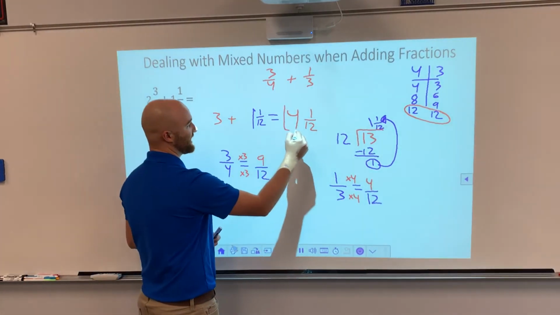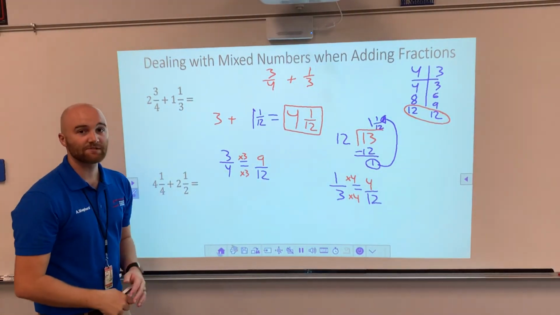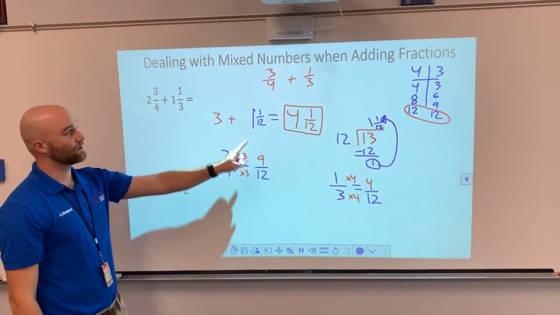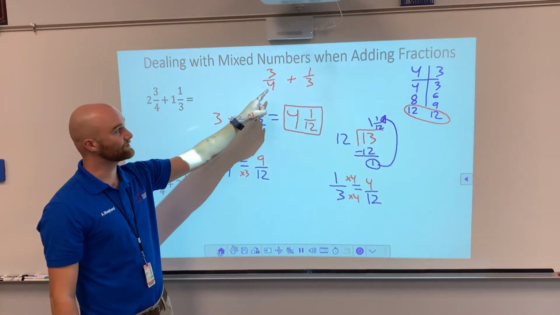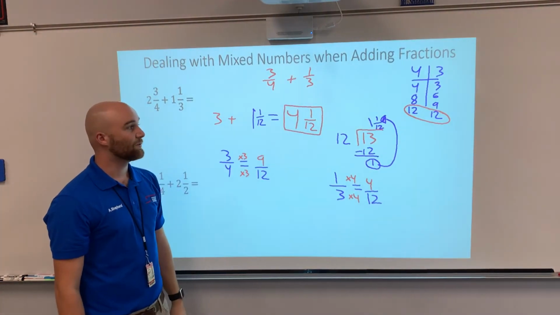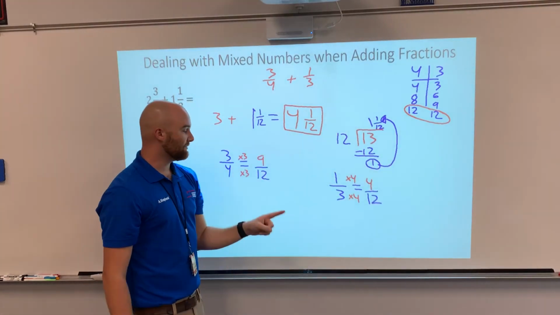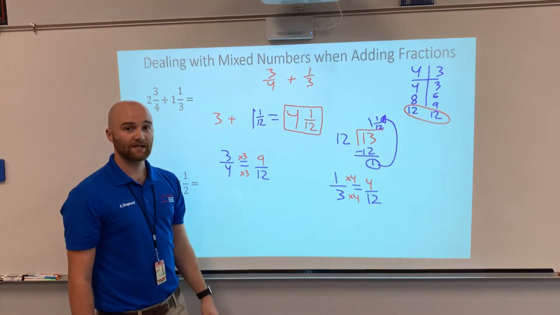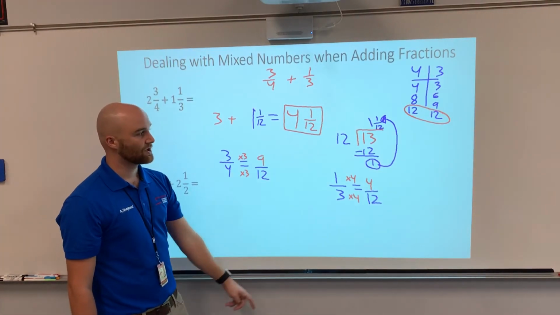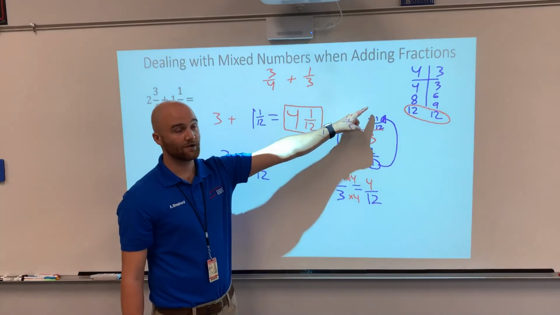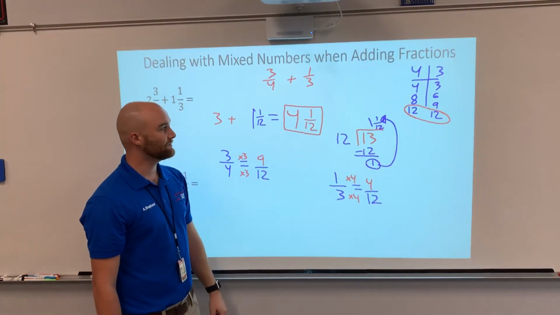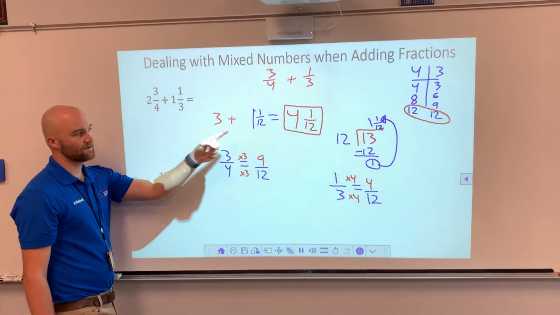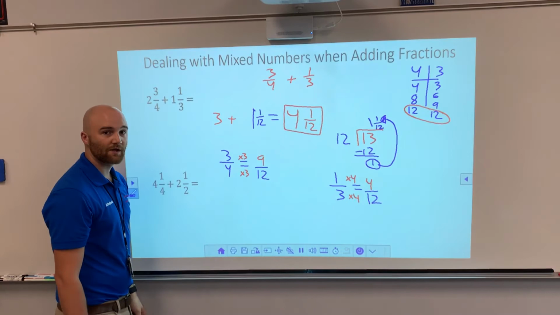I'll walk you through how we got that. The first thing we did is we said, let's pretend those whole numbers don't exist for a second. Let's work with just the fractions, 3/4 plus 1/3. We found our LCD, then we found our equivalent fractions and added them together. When we added them together, we found an improper fraction, 13/12, so we had to change that into 1 1/12. Then we said 1 1/12 plus those whole numbers, 3, gives us 4 1/12.